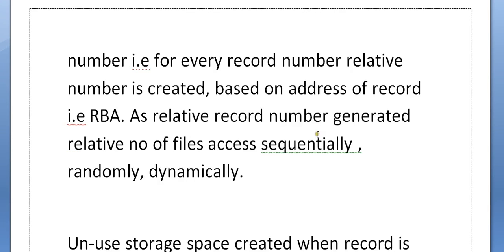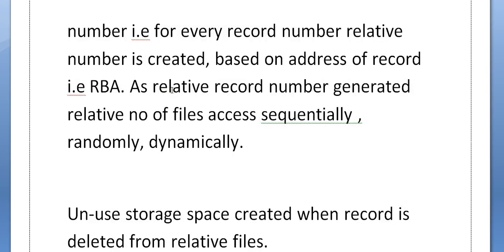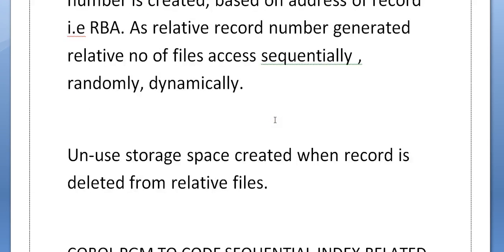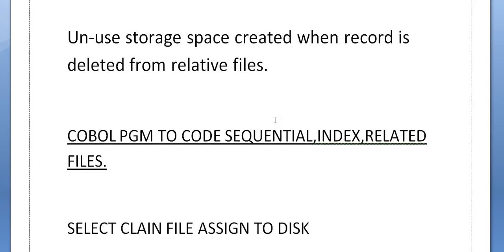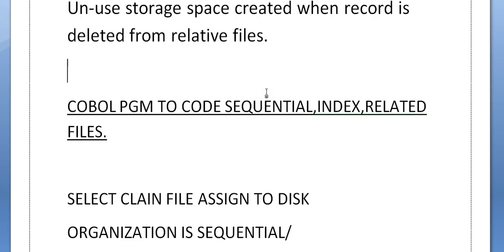One of the best advantages is that, as the relative record number is generated, relative files can be accessed sequentially, randomly, and dynamically. We can access in these three ways: either sequentially, randomly, or dynamically. Unused storage space is created when a record is deleted from a relative file. If there is any unused storage space, the relative file will clear the space.